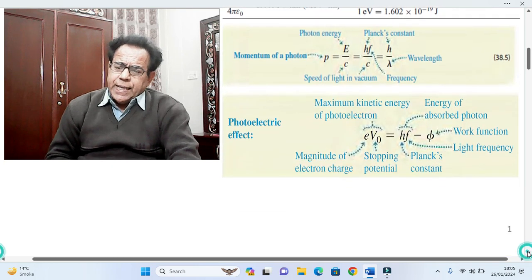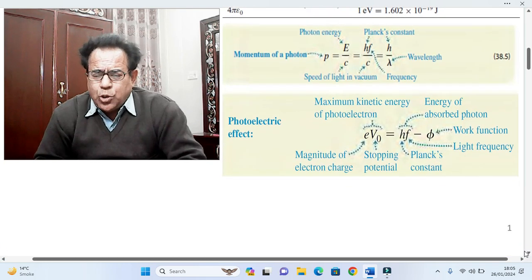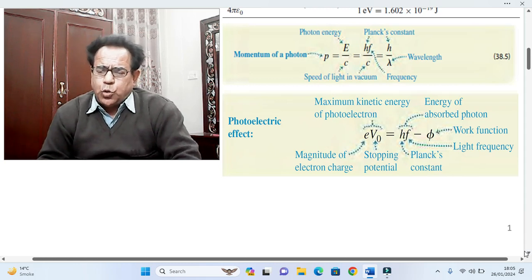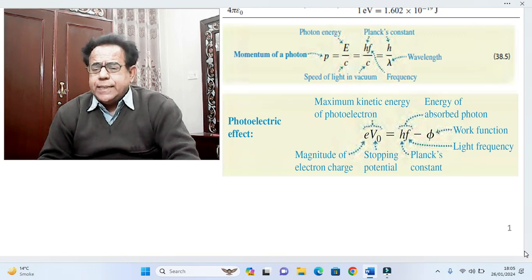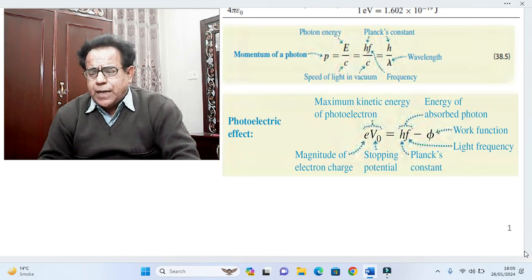The next snapshot is about the momentum of a photon. Momentum of a photon p is equal to E over c, where E is photon energy and c is the speed of light in vacuum. This alternatively becomes equal to hf over c, where again c is the speed of light in vacuum, h is Planck's constant, and f is the frequency. This alternatively becomes equal to Planck's constant h divided by wavelength lambda.